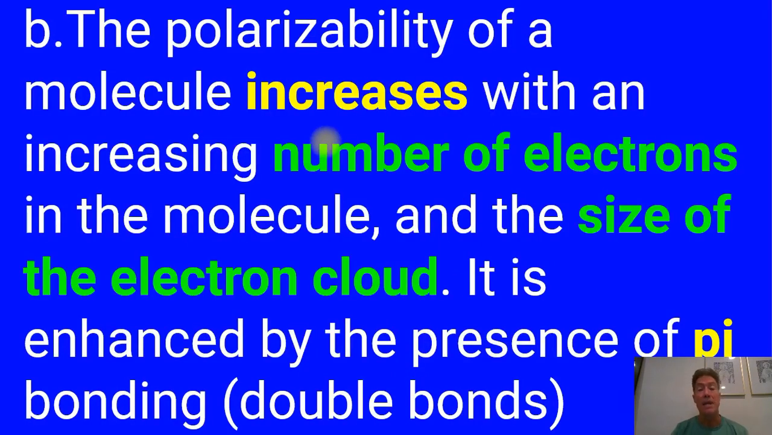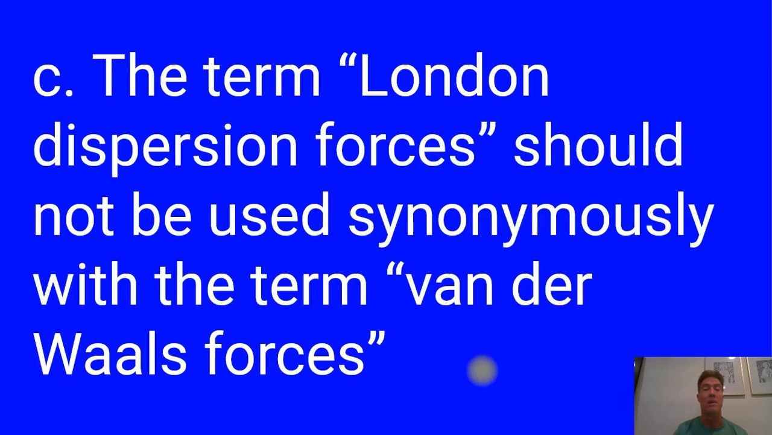Obviously, the polarizability increases with the number of electrons available and the size of the electron cloud. More electrons, bigger cloud, more polarizability. Also, interestingly, it's enhanced by the presence of pi bonds, which, as we know from the last unit, are double bonds. So all of those increase the polarizability of a molecule, and so thus the effectiveness of London dispersion forces.